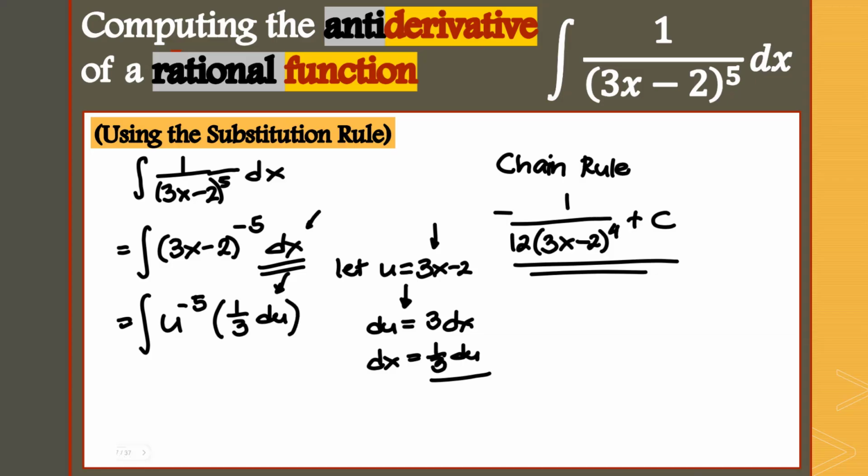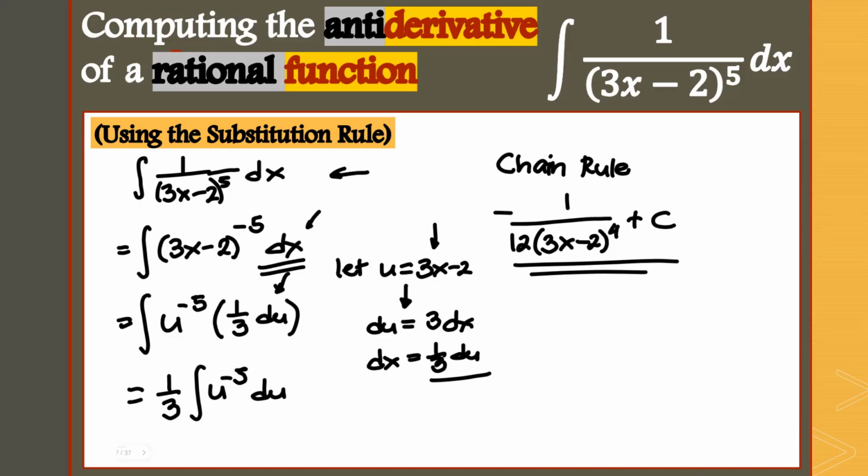The next step is, of course, moving that constant 1/3 out by the constant multiple rule. You have here 1/3 the integral of u to the power of negative 5 du. Now this time, it's simpler to look at than using the chain rule as well. Please try to review the previous video for that.